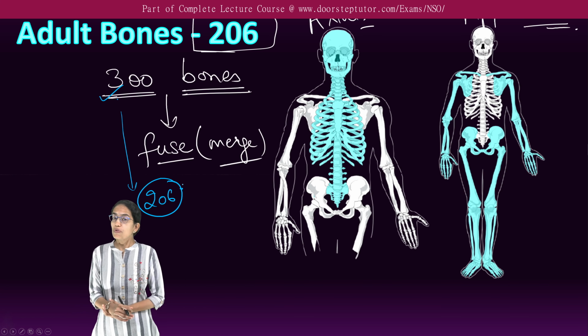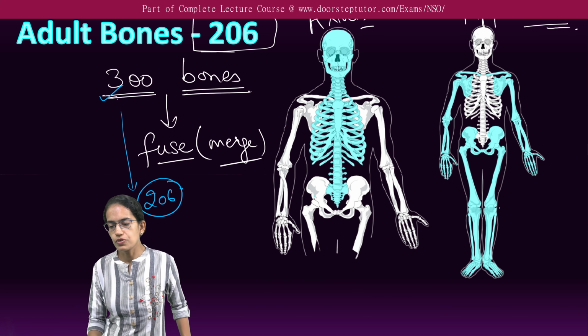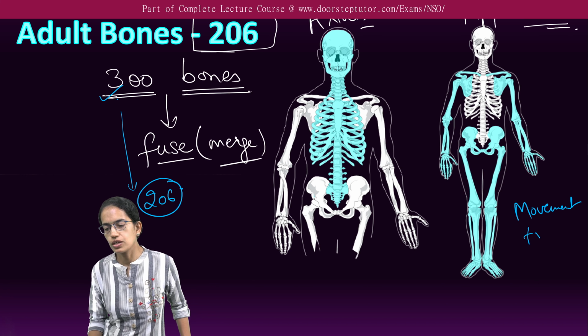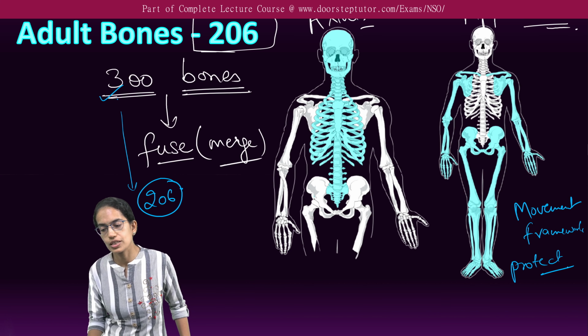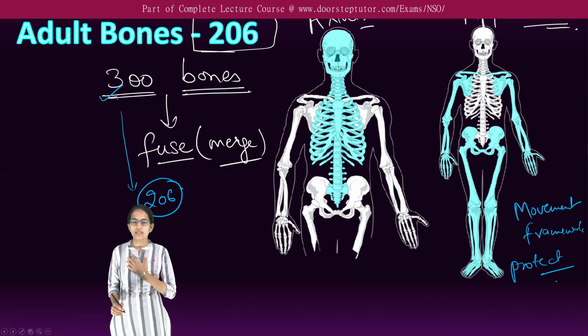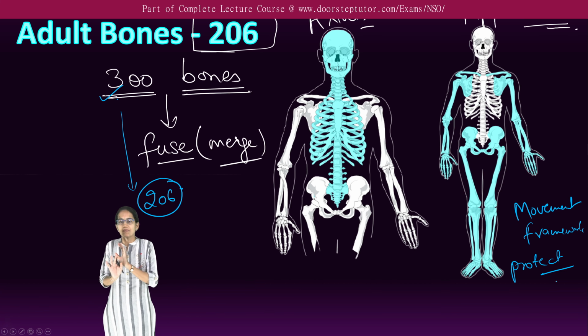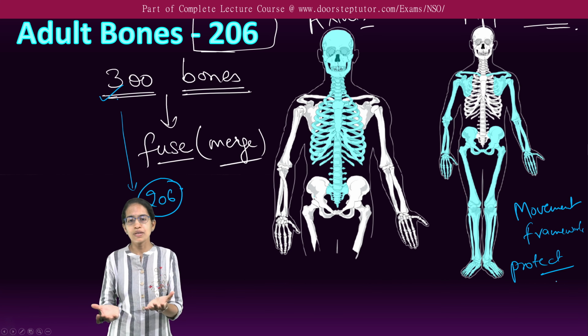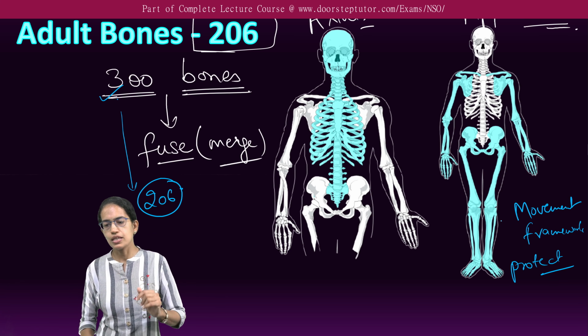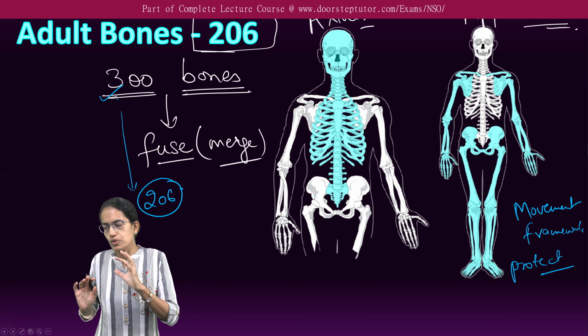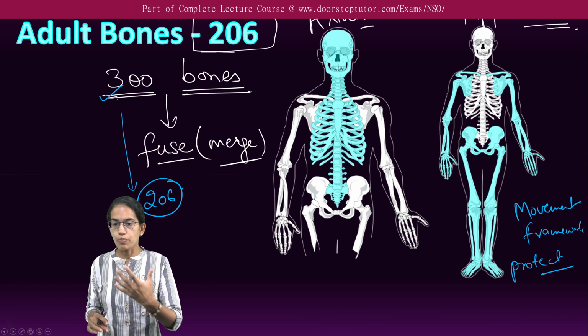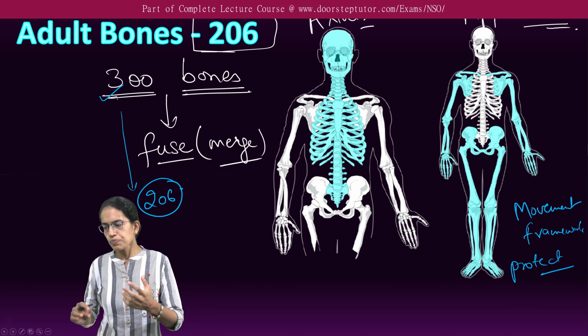Now, what are the functions of the skeletal system? The first, as I said, it helps in movement. It provides a framework, a support, or a structure to the body. It also protects internal organs. For example, the heart is protected within the rib cage. Lungs again are protected within the rib cage. So the rib cage, the structure of the bone, protects the internal organs from a direct injury that could happen.